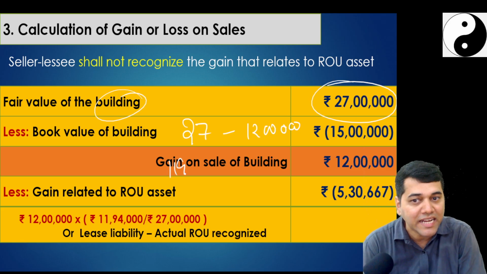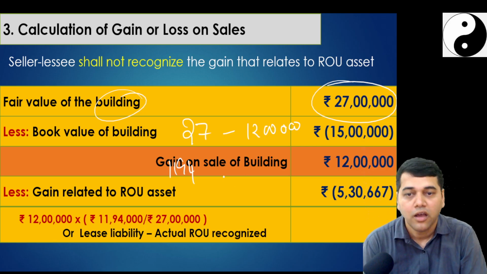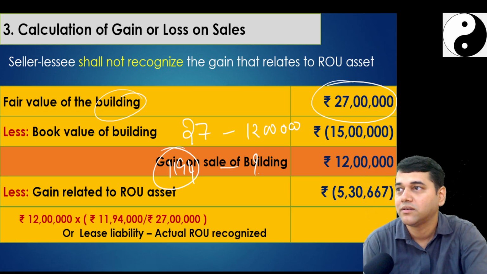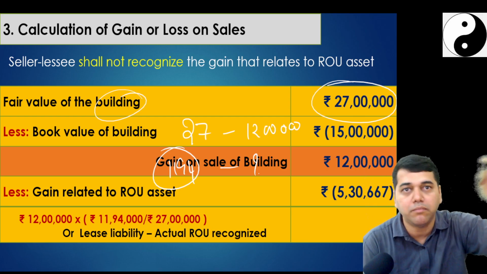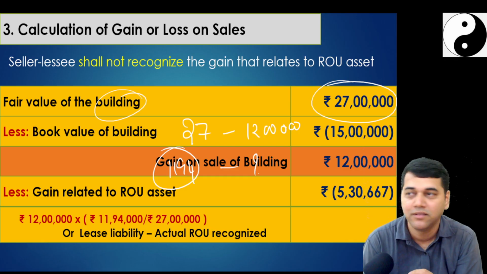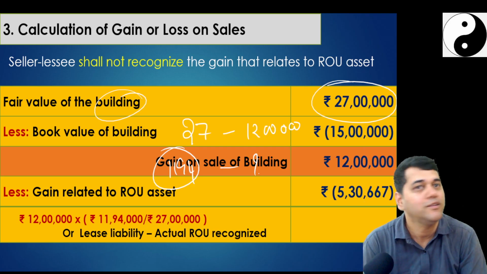For the 11 lakh 94,000 ROU asset, how much is the profit? But you would have recognized the full 11 lakh 94 provided your book value had been uplifted to the market price. But you have kept your book value low, intentionally. Who told you not to keep it? You upgrade it, uplift it. That you don't want to do.